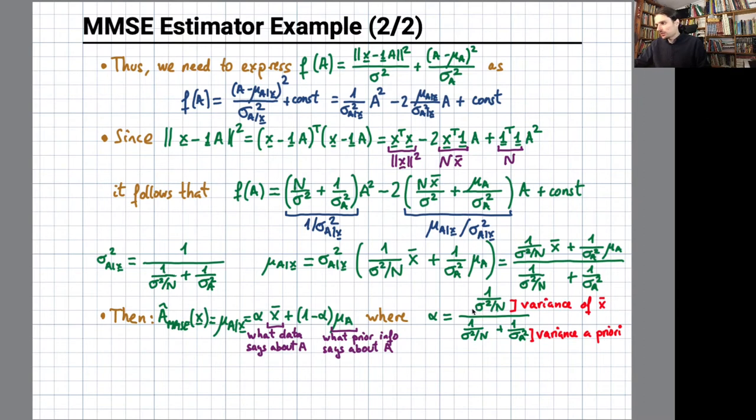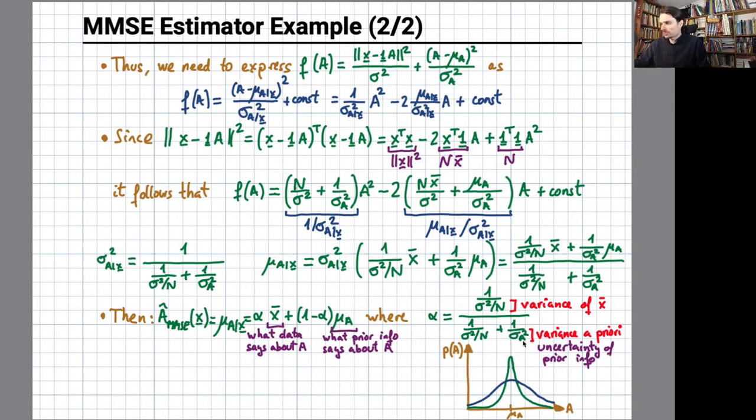To see that, note that this term in the numerator is just the variance of x bar, as we have derived in the previous part of the course. And this term over here is the variance of the prior distribution, right? So this one effectively tells us how informative the data is about the parameter A, whereas this one is, as we mentioned earlier, a measure of uncertainty that we have before seeing the data.